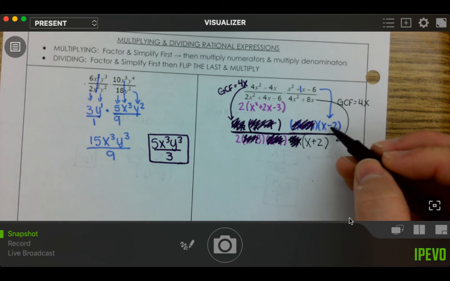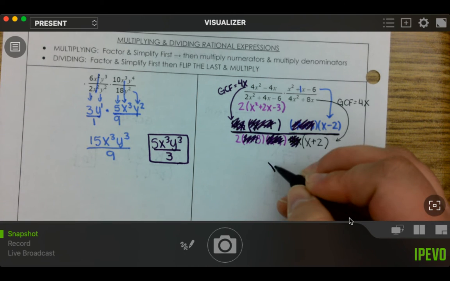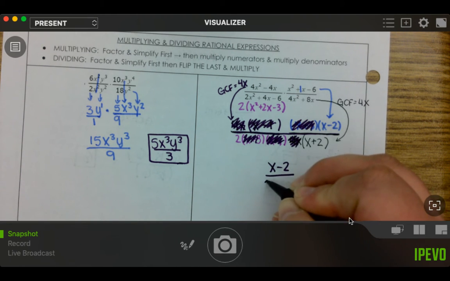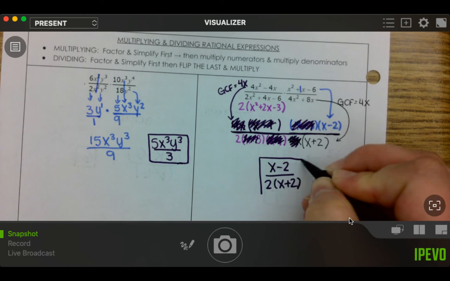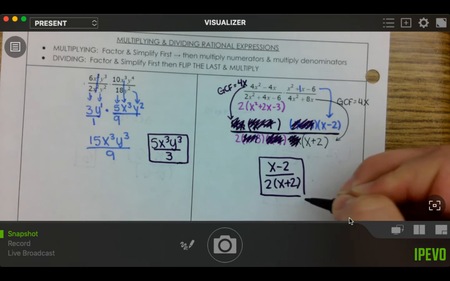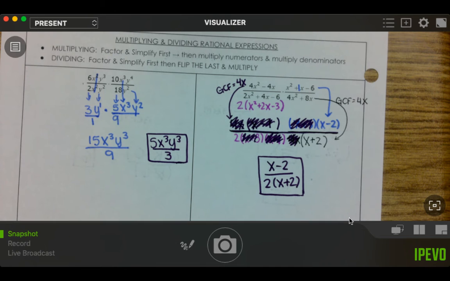And I see an x minus 2 and an x plus 2, but since those aren't exactly the same, those two have to stay in my answer like this. And that is all I have left on the top and the bottom. That's how you multiply. It's just like simplifying, but you get to put the top two together and the bottom two together on the same side.